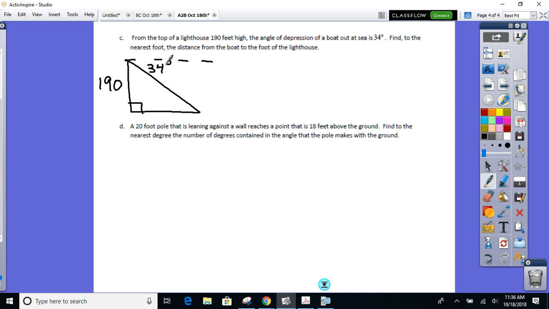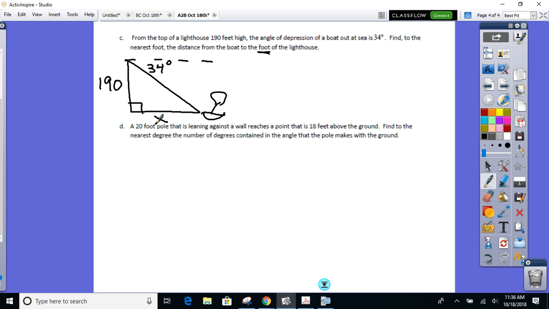Find, to the nearest foot, the distance from the boat to the foot of the lighthouse. So what am I finding, the hypotenuse or the other leg? The distance from the boat to the foot of the lighthouse. Is that the hypotenuse or the other leg? Because it did say foot of the lighthouse, so the bottom.